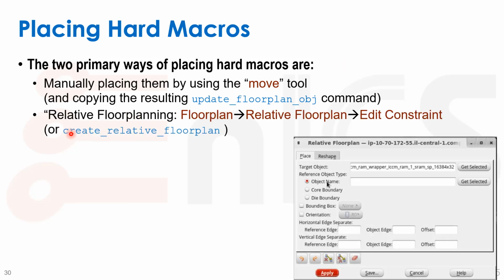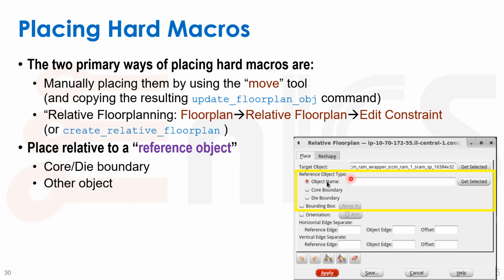So relative floor planning is using the create relative floor plan command with a lot of options, or using the GUI: floor plan, relative floor plan, edit constraint, and that will open up this menu. This menu is kind of complicated, so I'll just go over some of its features. In general, you have a reference object, which is what we're trying to have our relative floor planning referred to. And this can be basically the core or die boundary or another object. So we can say go according to our core boundary, go such and such to the left or to the right according to one of the edges and so forth.